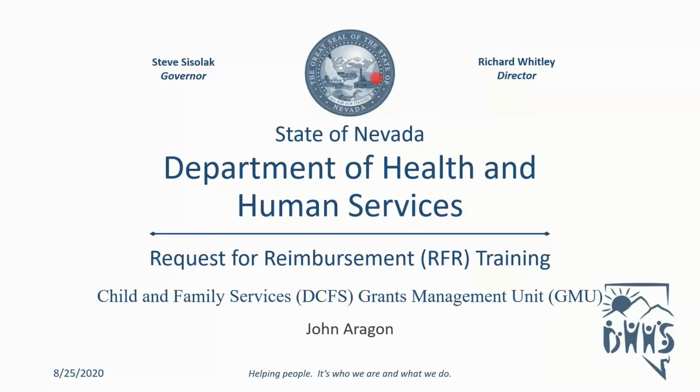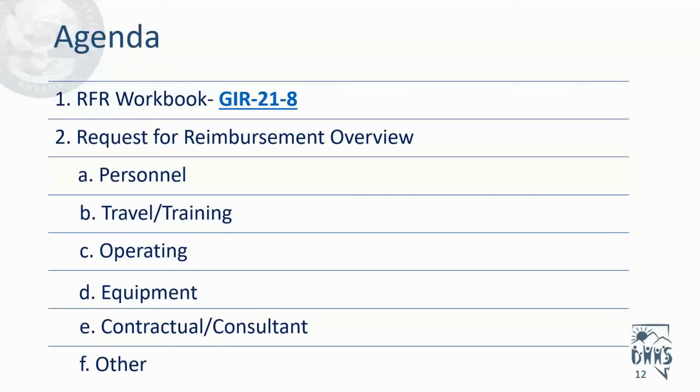Good afternoon, everyone. Some of this is going to just touch briefly on what Yara has said already. We're going to look at the workbook, an overview of the request for reimbursement. We're going to touch on the personnel, the travel, the training, operating equipment, contractual stuff, and other categories. And those are all the categories that are going to be on your workbook.